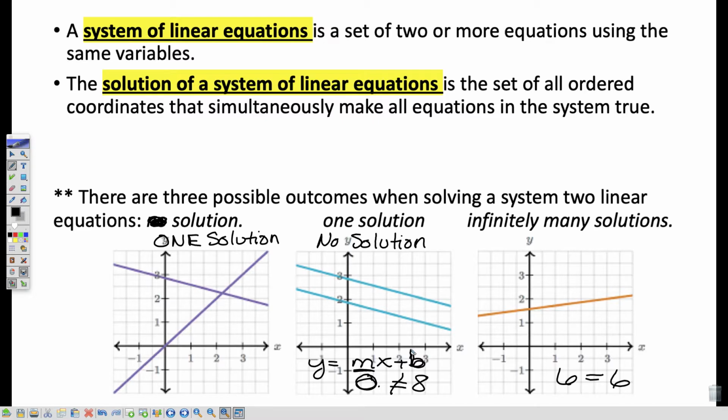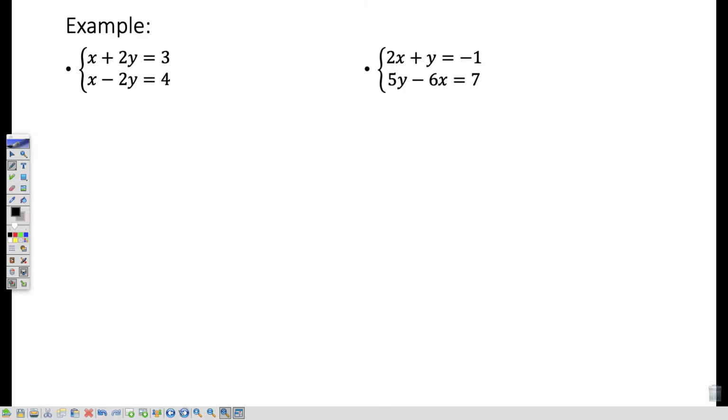So for the infinitely many solutions, that's just where your solution would be whatever number. Like it would be 7 equals 7 or 6 equals 6 or 0 equals 0. It would equal the same. You wouldn't have a variable with it.